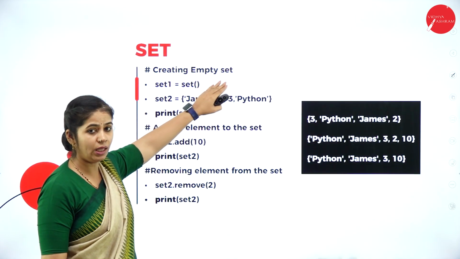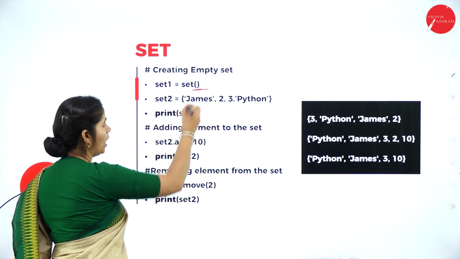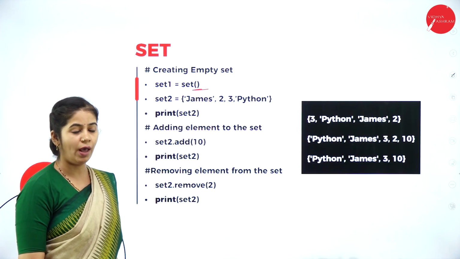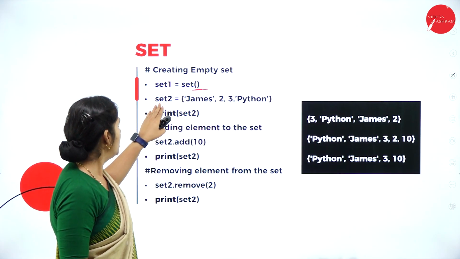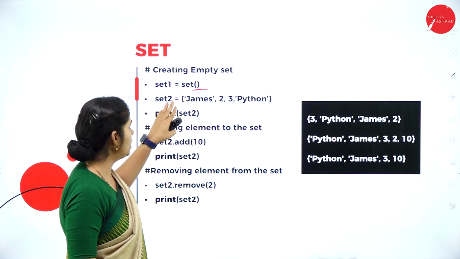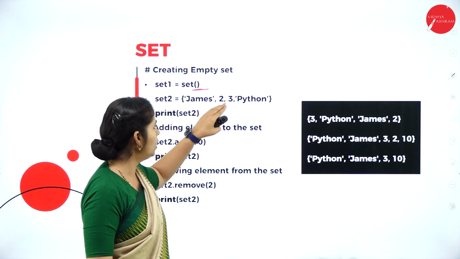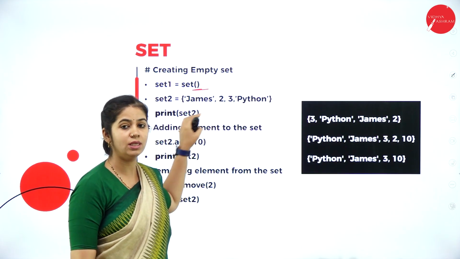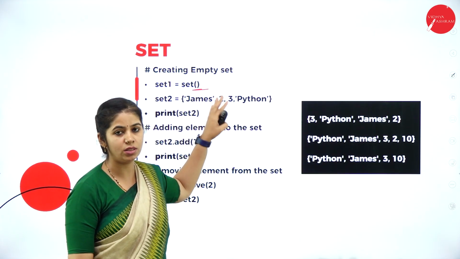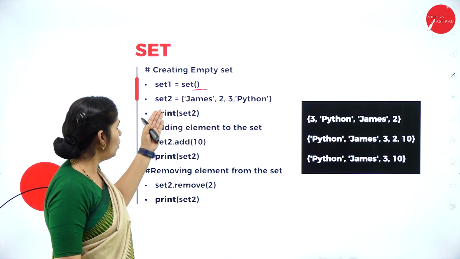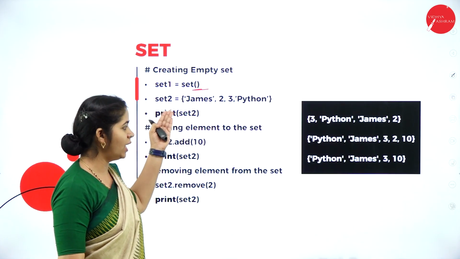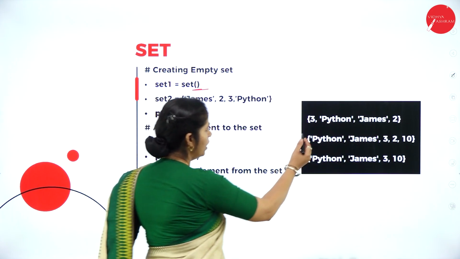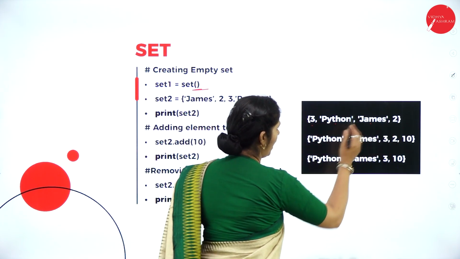Creating an empty set, we are not giving any value inside this, so no value will be displayed. In set 2, what are they giving? They are giving James, 2, 3 and Python. It's a combination of integer and string data types. So when we say print set 2, what will be printed? 3, Python, James and 2.